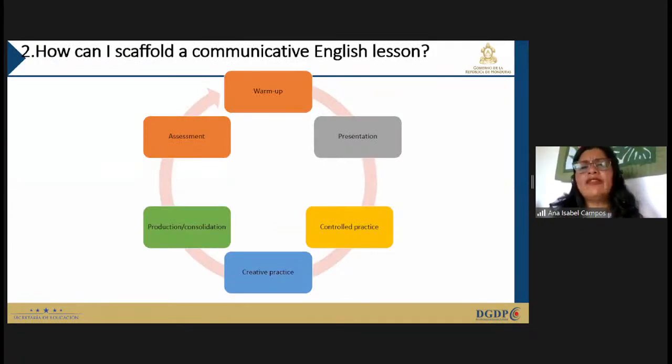How can I scaffold a communicative English lesson? These are the basic steps that you might know. We have the warm-up, the presentation, control practice, creative practice, production, and assessment. So if you read any theory that we have so far about a communicative approach, those are the steps that we should follow in order to promote communication.